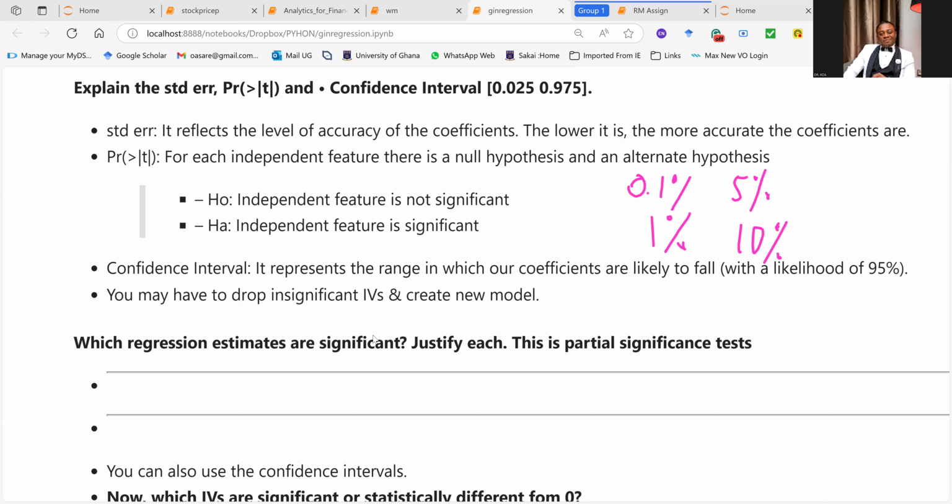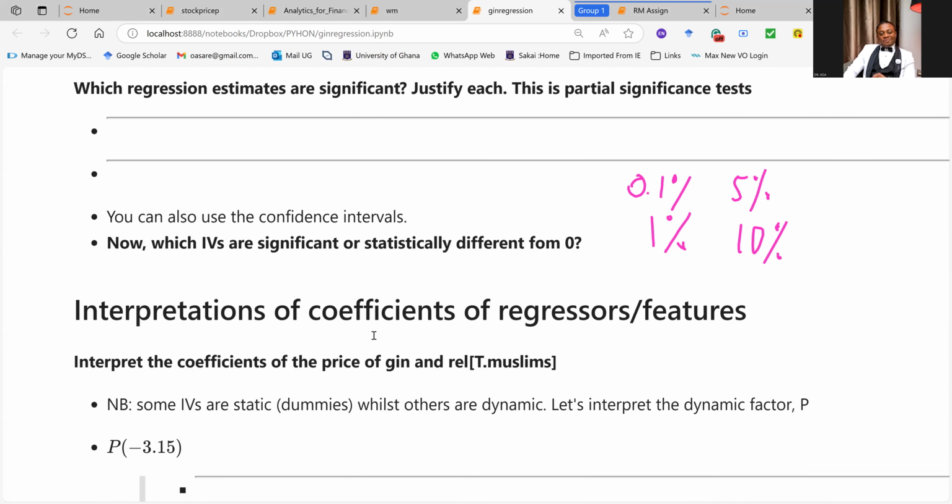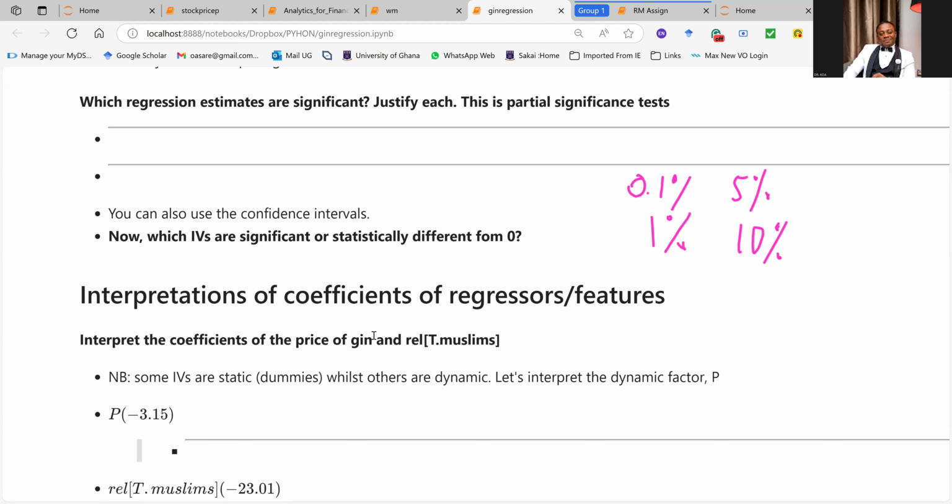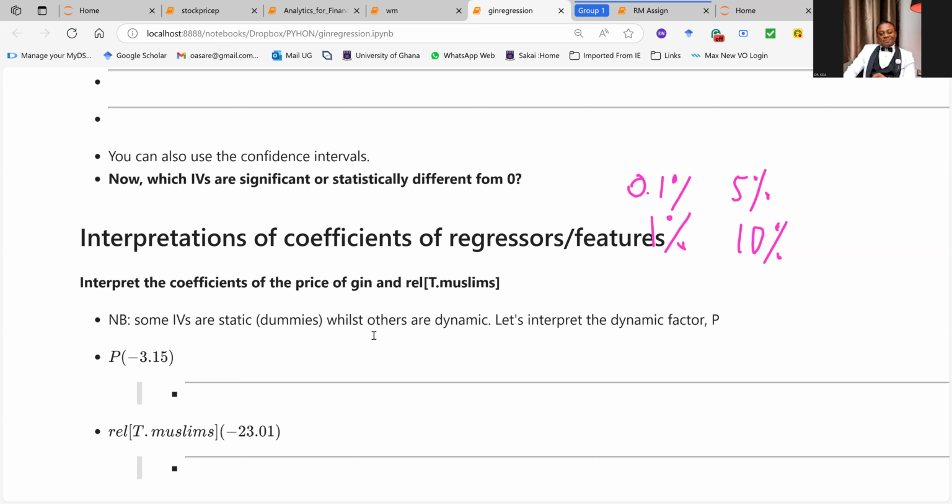The next one is the joint significance. Here I've just moved to the interpretation rather; we'll come to the joint significance very soon. So how will you interpret the independent variables? Now remember, some of these features are numerical, some are categorical. So here I've given you the option to interpret one categorical, one numerical. The numerical is price. The categorical is religion Muslim.